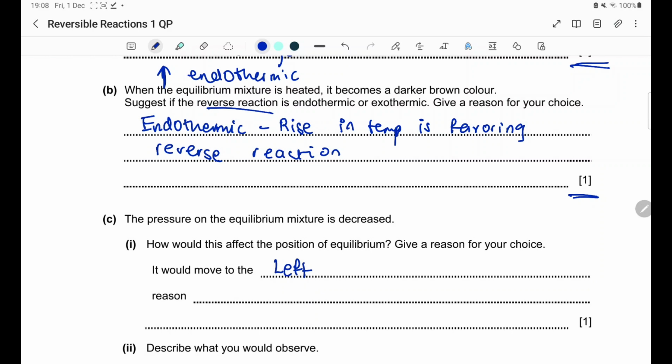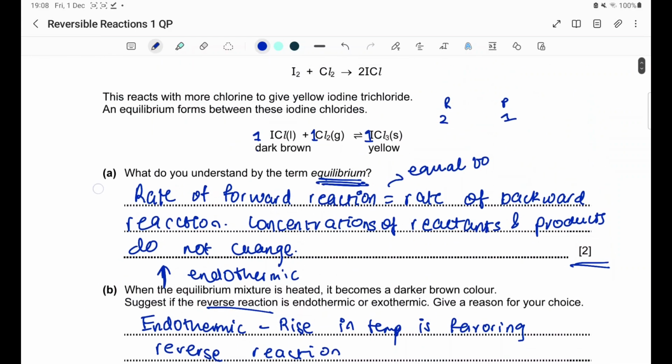And the reason for that would be there is more moles on left-hand side. Write the full form in your exams, okay, guys? So once again, increase in pressure favors the side with less amount of moles. However, over here, they're decreasing the pressure, which means that more moles will be favored. And more moles are on the reactant side.